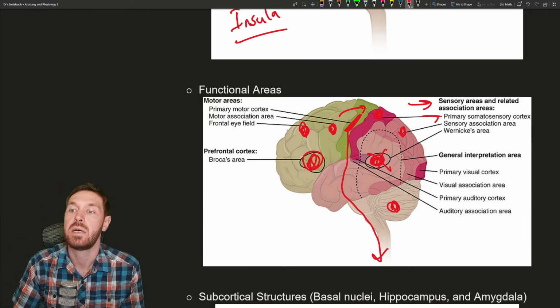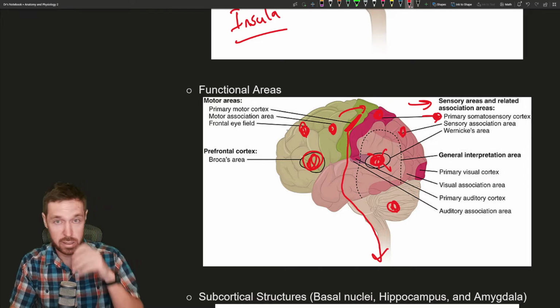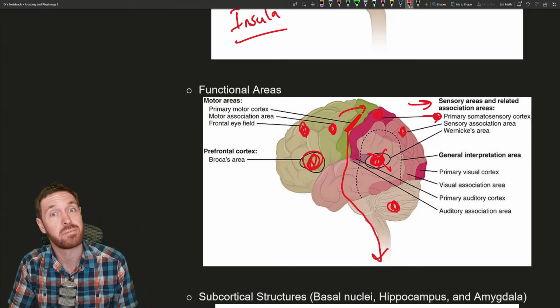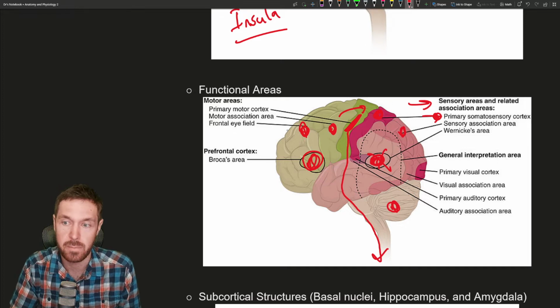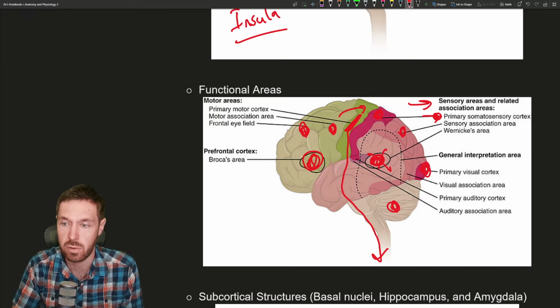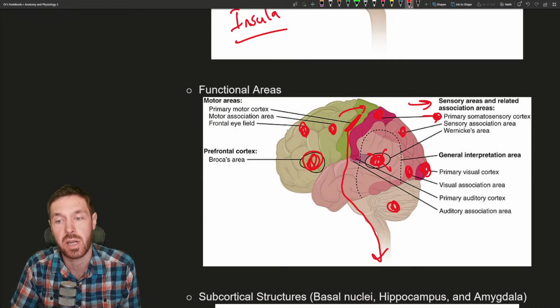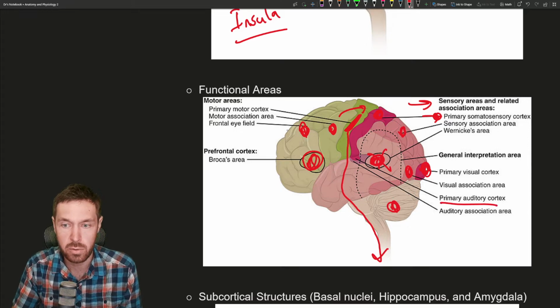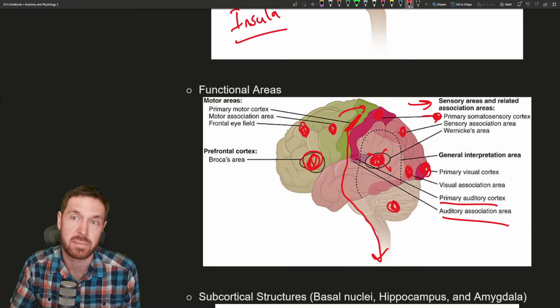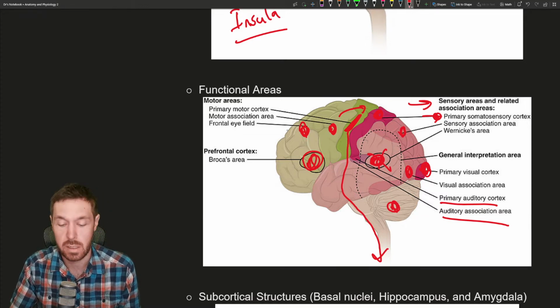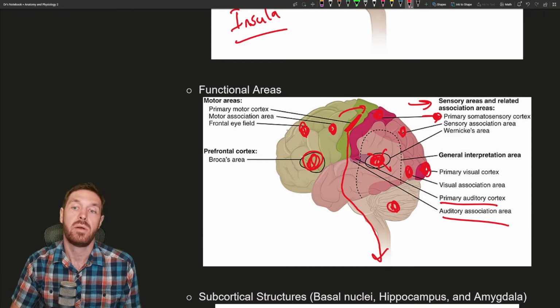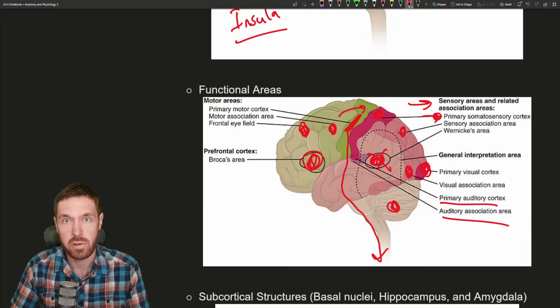The primary somatosensory area, or primary sensory area in general, is just bringing in the signal that those receptors were activated. So we see that a lot. Like down here, the primary visual cortex, and then there's the visual association area that goes along with it. So they work hand in hand with each other. And then over here, primary auditory cortex, and then auditory association area. That's just like listening to something and then understanding what it means, like hearing a dog bark and knowing it's a dog that's barking. So that's a general overview of the functional areas.